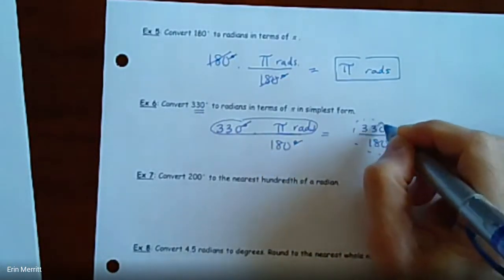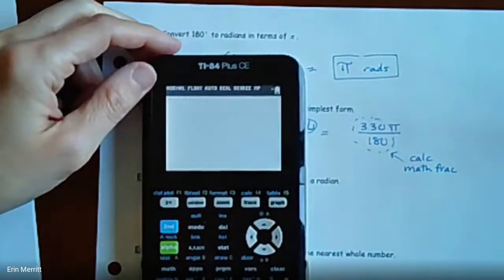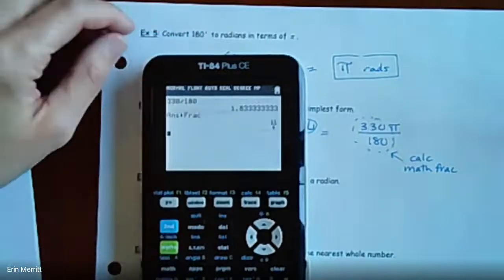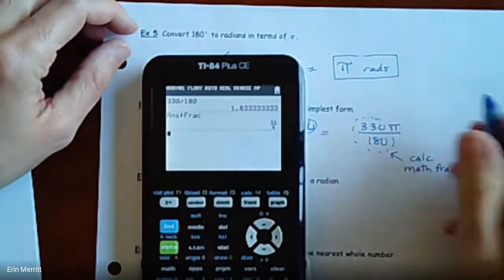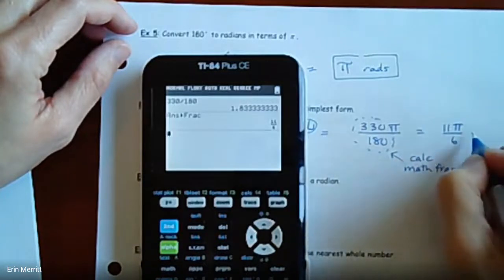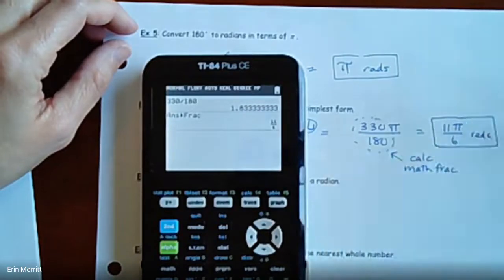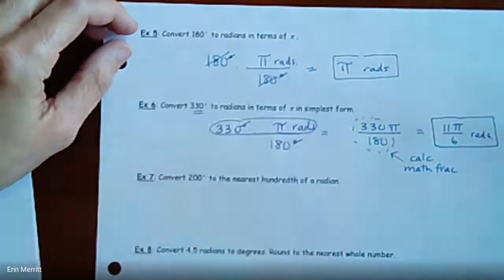This is where I want you to use your calculator. Take this piece of it and use your calculator, and we're going to do math frac to simplify that. So on your calculator, 330 divided by 180, math frac it, and we get 11/6. So we're going to write this as 11 pi over 6 radians. That's your answer, all right?